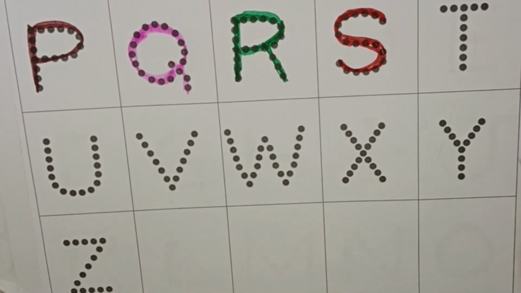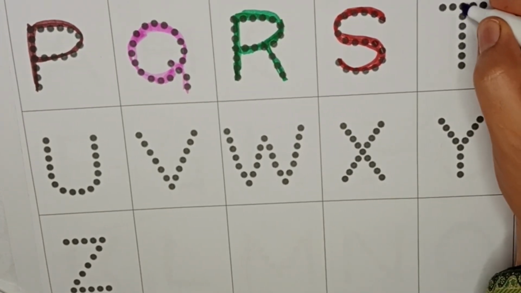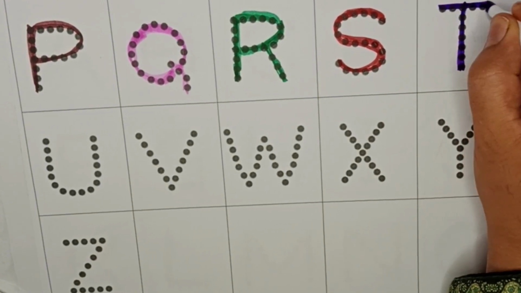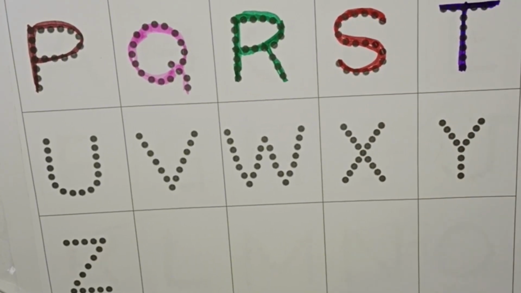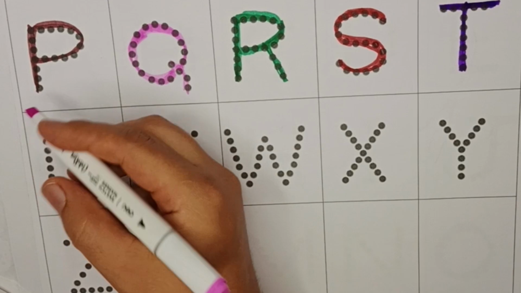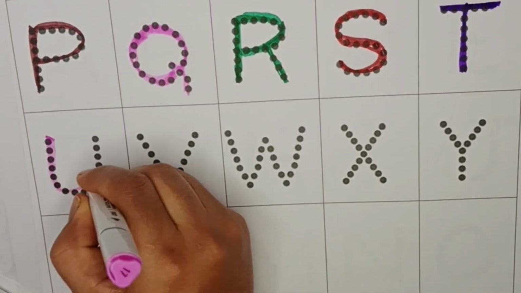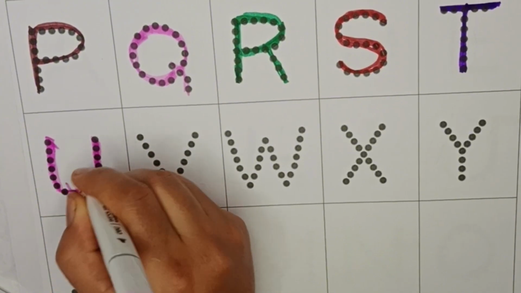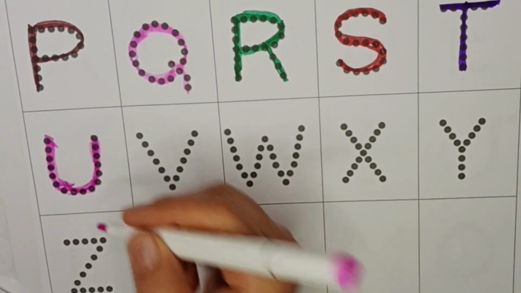T. T is for tea. T is for tomato and color is purple. U. U is for unicorn and the color is pink.